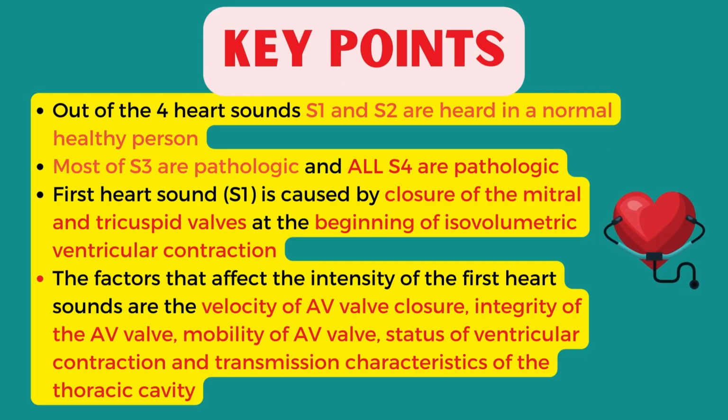Some key takeaways in this video are: there are 4 heart sounds in total. Heart sounds which are heard in a normal healthy person are the first and second heart sounds. Most S3 are pathologic and all S4 are pathologic. The first heart sound is caused by closure of the mitral and tricuspid valves at the beginning of isovolumetric ventricular contraction. The factors that affect the intensity of the heart sounds are the velocity of AV valve closure, integrity of the AV valve, mobility of AV valve, status of ventricular contraction and transmission characteristics of the thoracic cavity.